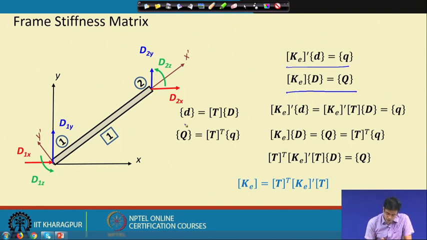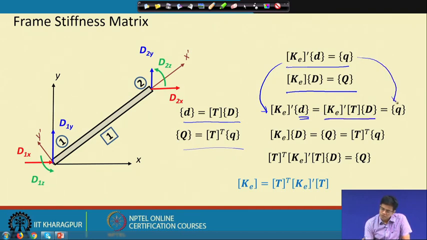Now, we also know these transformations. So, if I now write K E prime d, I just substitute small d with T and capital D. So, this is equal to the small q, which comes from here. Now, taking the other equation, this is K E capital D, in the non-prime or global coordinate system. Then this is equal to capital Q, and small q is essentially T transpose Q times... So, this I can write very well.